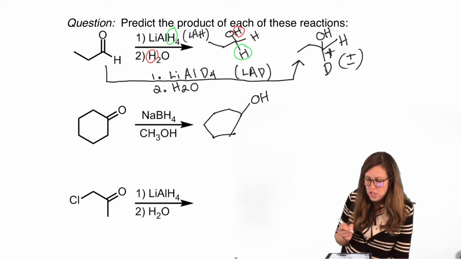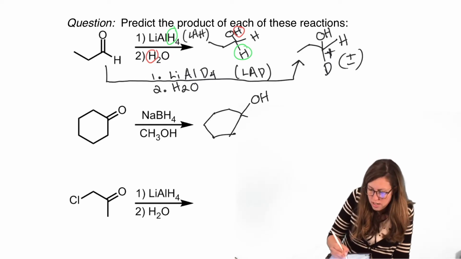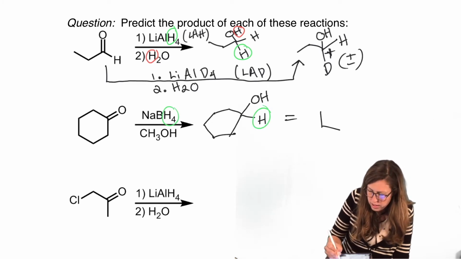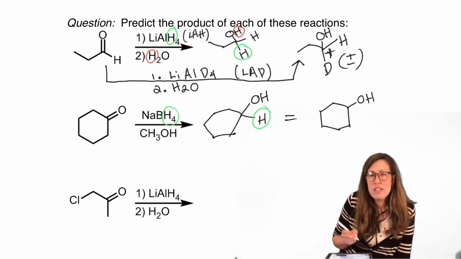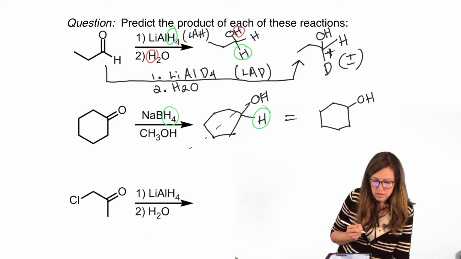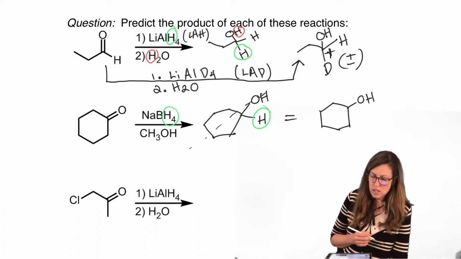So the new H, you can draw the H if you want. I didn't draw it. That new H came from here, right? But if you look at your answer key, it's going to look like this because we don't need to draw it. And notice because of that plane of symmetry, this is not chiral. So there's no new stereocenter to point out.